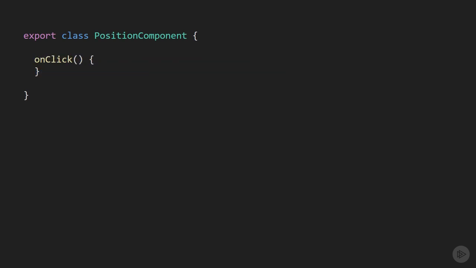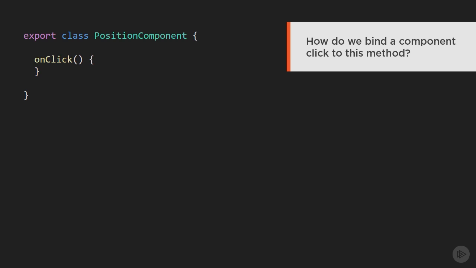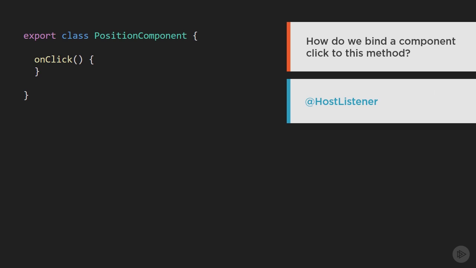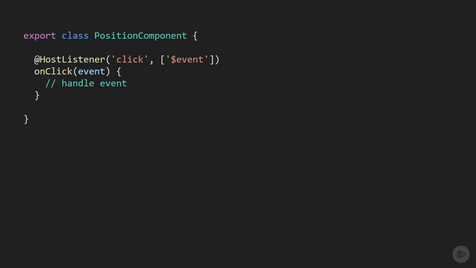And here in our position component, we have a method called onClick. We want this to fire whenever our component gets clicked. How do we bind a component click to this method? We use @HostListener, which is another field decorator. We can see it here. We use @HostListener, passing it the event name, in this case click, and an array of arguments. We want to pass it the DOM event, so we specify $event. And then in our method onClick, we can access the event as the first argument. So in this way, using HostListener, we can listen to any DOM event on our host component.